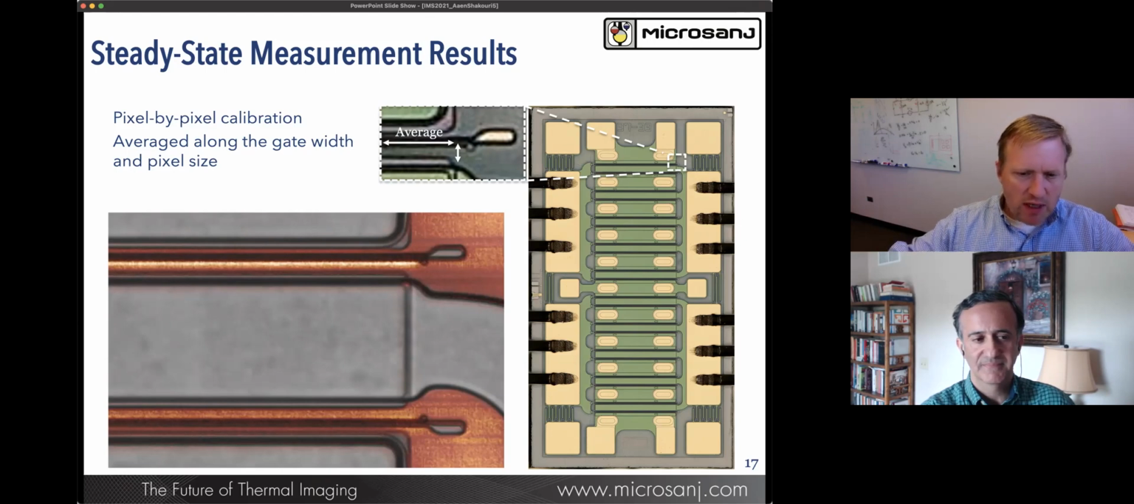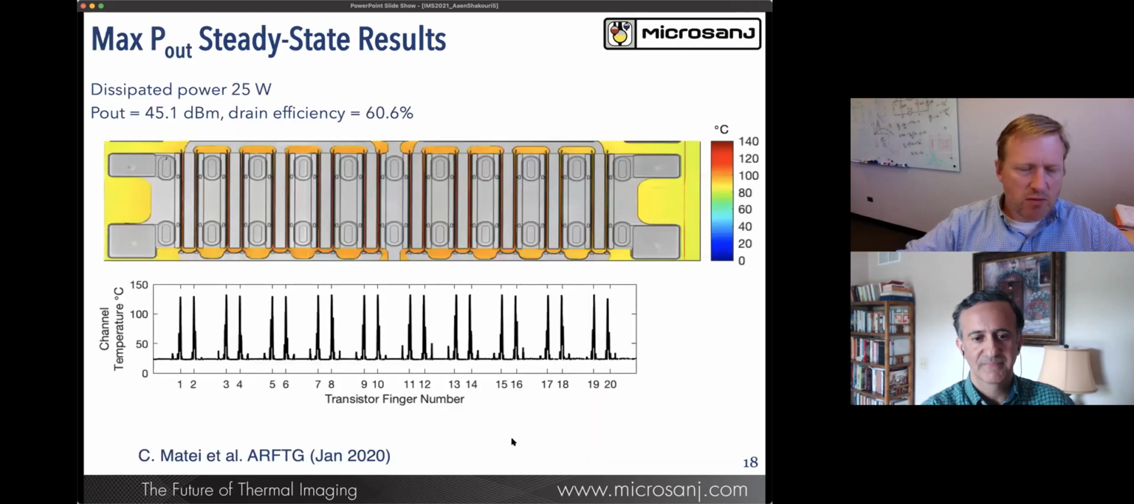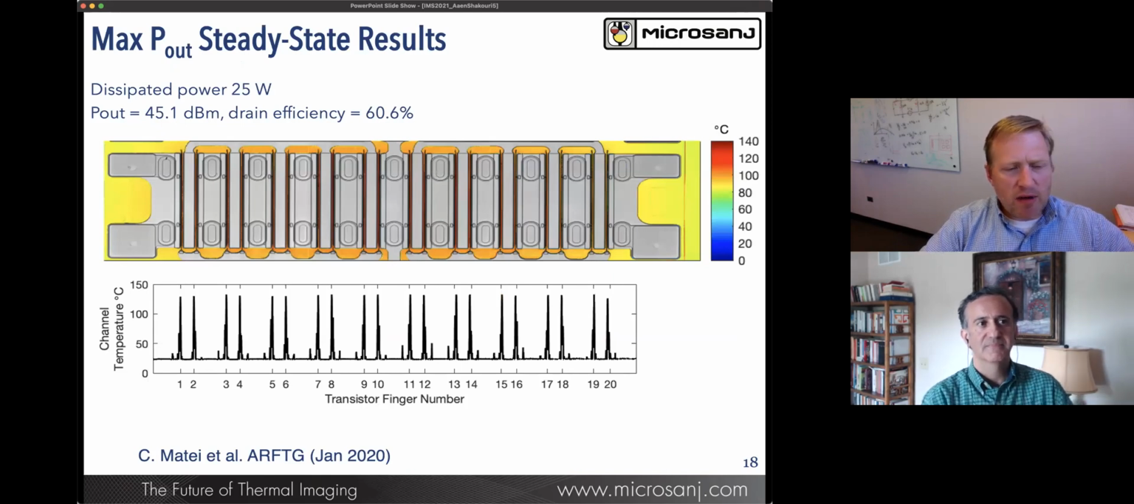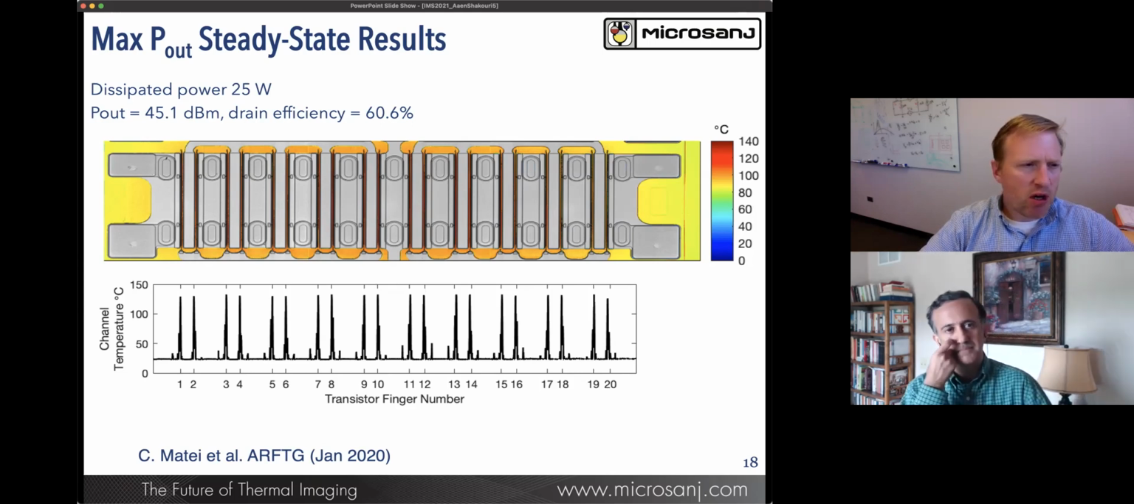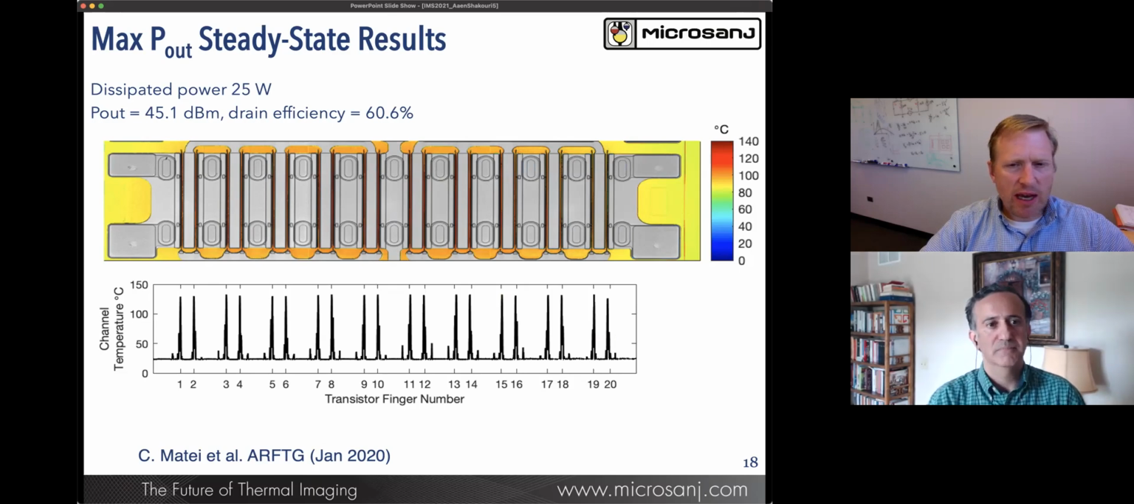And then we went ahead and started to look at specific measurements. So here we've tuned the fundamental at the load for maximum output power. We didn't have a harmonic tuning capability, so we probably could have gotten a little bit better drain efficiency had we had that, but still, what we were interested in here was to see how the device behaves under steady state conditions.